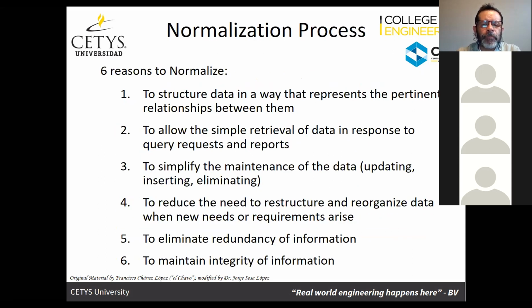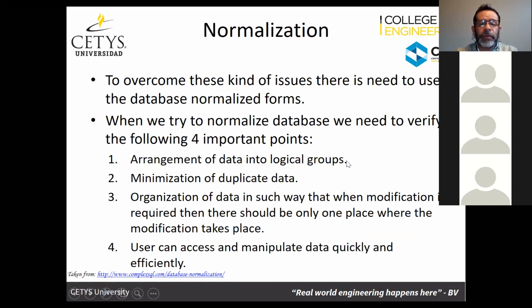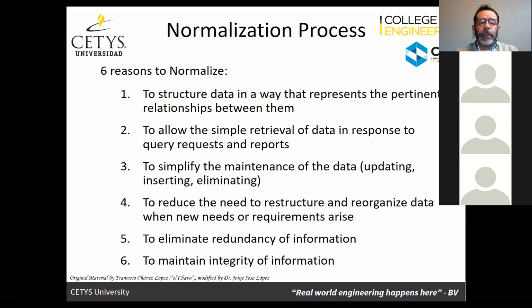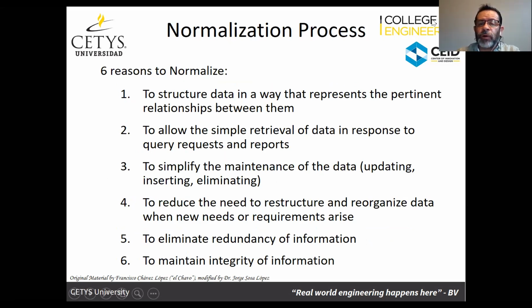So there are 6 reasons we're going to be doing normalization, complemented with the 4 important points that we already mentioned. The first one is to structure data in a way that represents the pertinent relationships between them. Remember that we identify relationships. Relationships are important. If our entities aren't related, then what we store in the information system is not going to be very useful.